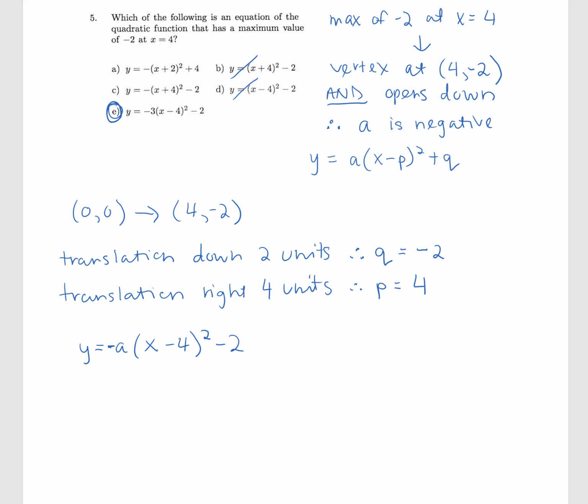But we can see that in E we also have this -3 for our value of a on the outside here, and it doesn't really matter what a is, but in this case we can think about what would happen to this function, and in this case we've also expanded along the y-axis by a factor of 3, but we can think of some other possible equations with different values for a that also meet the criteria given in this question. But out of the options given, answer E is the correct one.